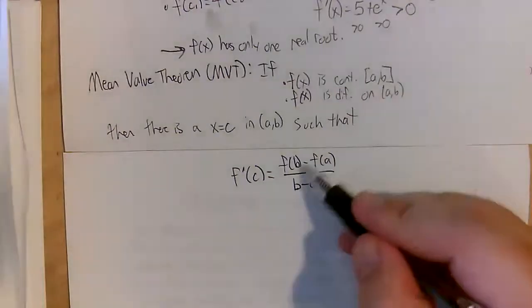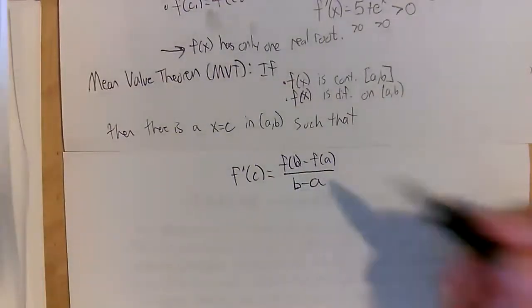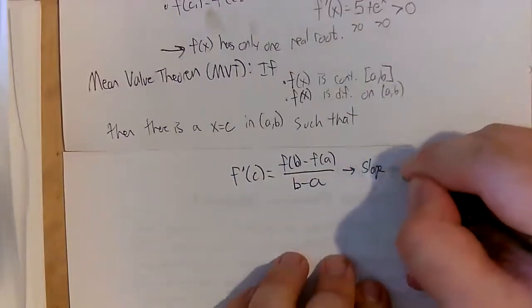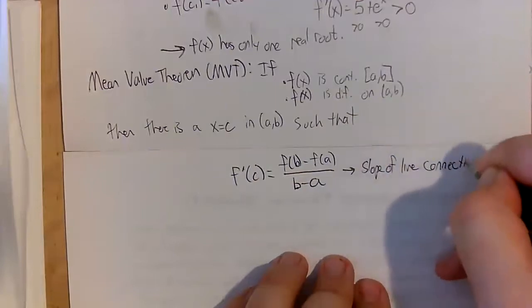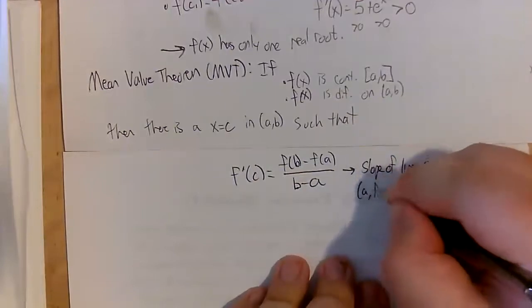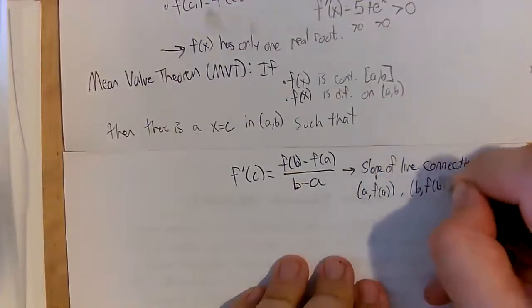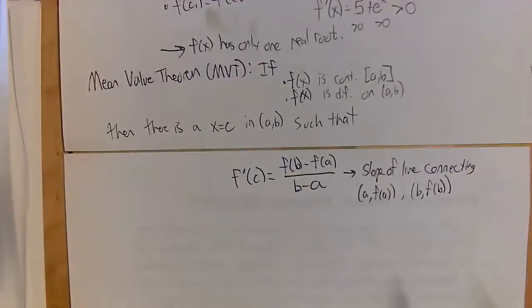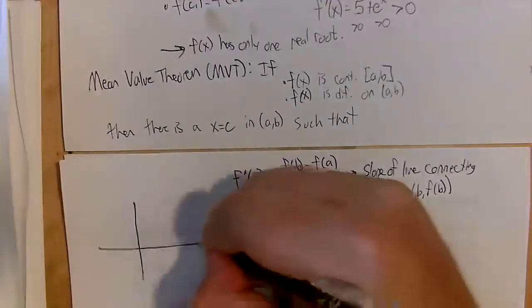Now, what's the significance of this quantity right here, f of b minus f of a over b minus a? What this is, is the slope of the line connecting a, f of a and b, f of b. So this is the slope of the line connecting the 2 points on the graph that we're looking at in the interval between here. So let's draw a picture again.